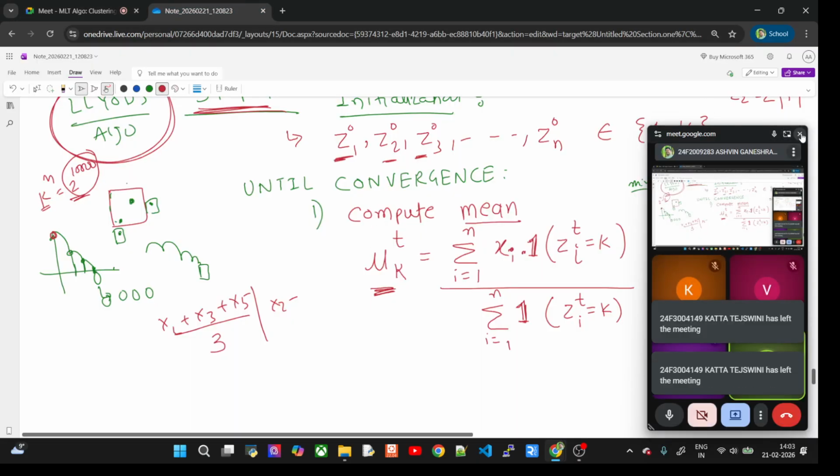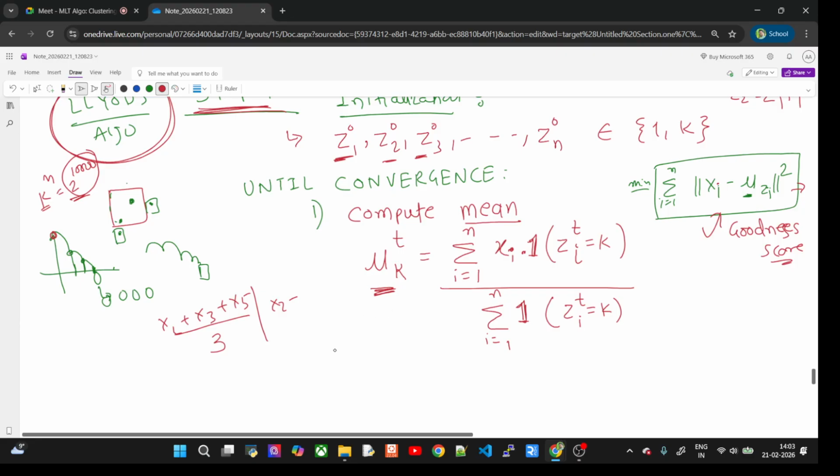Sometimes this pen disconnects from the board and I need to figure out what to do about this. I will recheck that, but the main important point is you have to figure out the mean after it has converged.